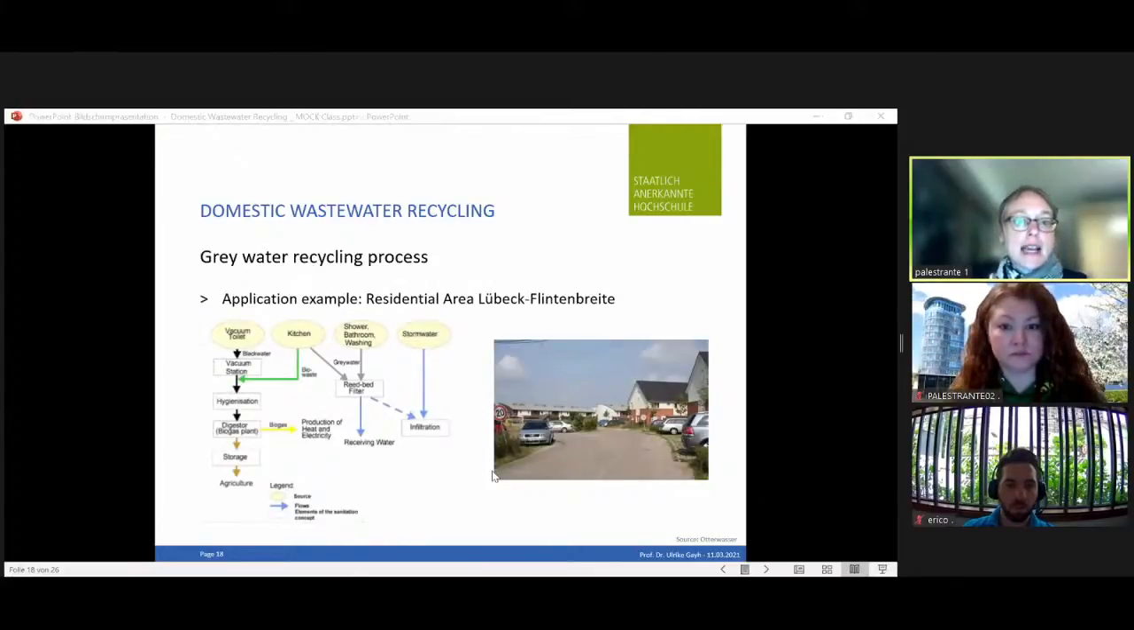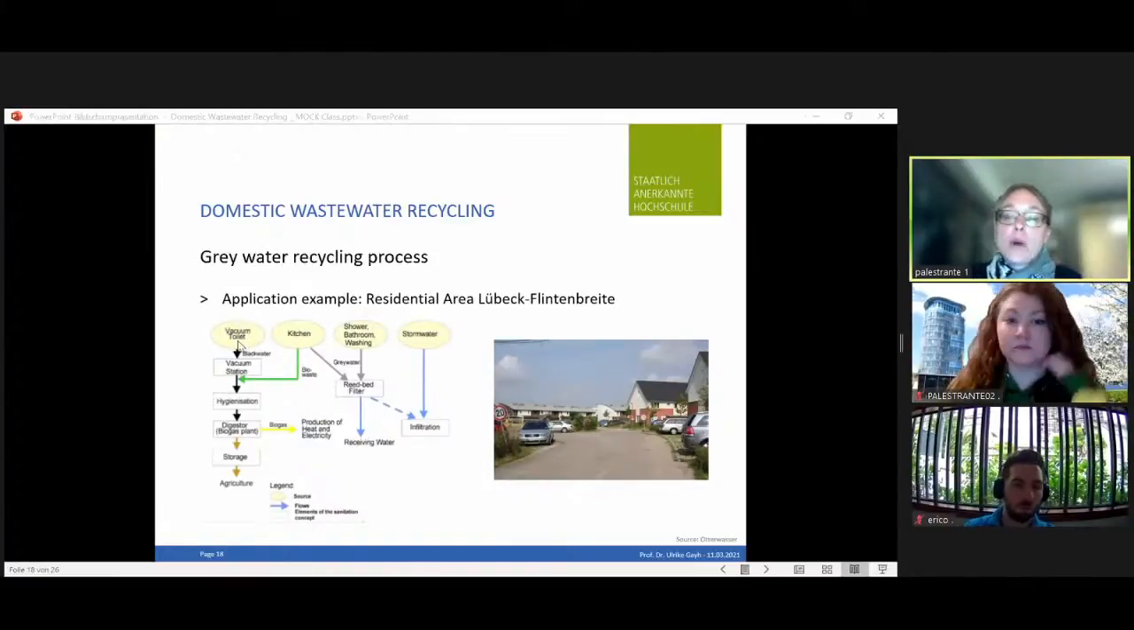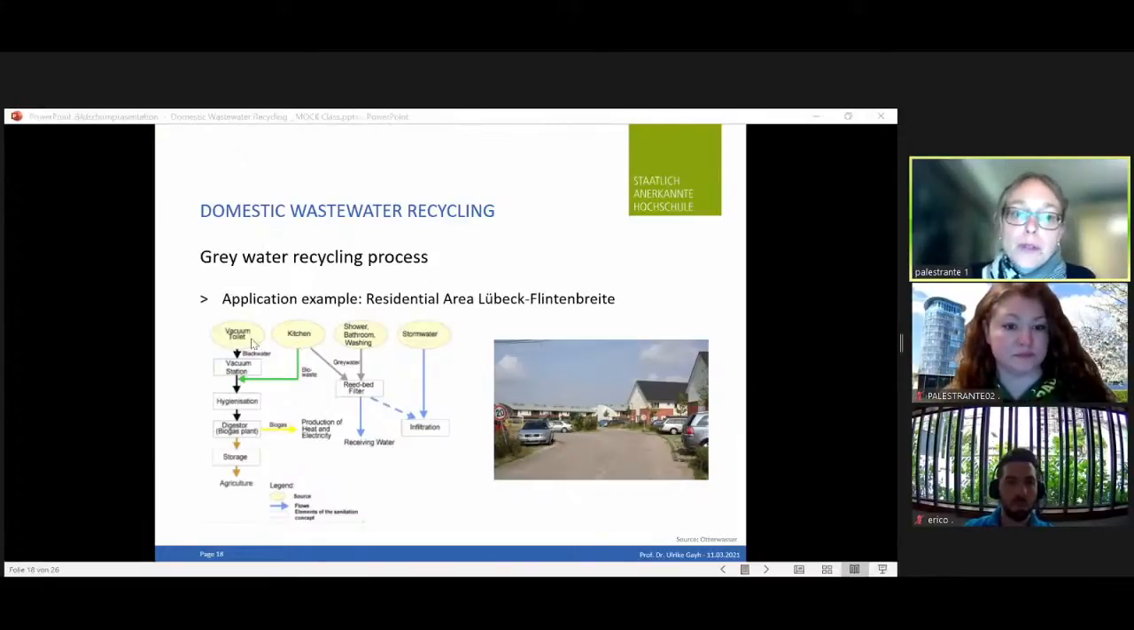Another application example is a whole area. This is a whole residential area in Germany, and it's a quite ecological village with different aspects which we have talked about. Here we have a vacuum toilet, so we don't have the flushing water. A vacuum toilet, you might know from trains or from planes, there you always have vacuum toilets too. Then you only have the black water, so the volume is not that high.